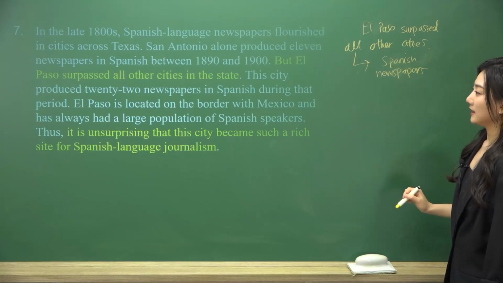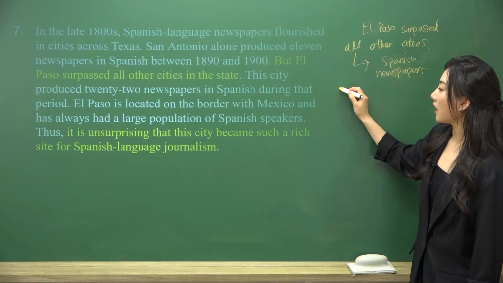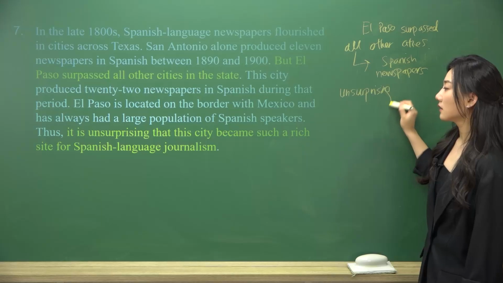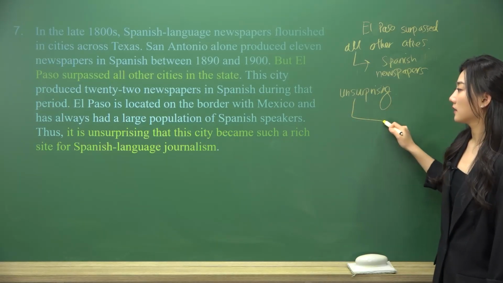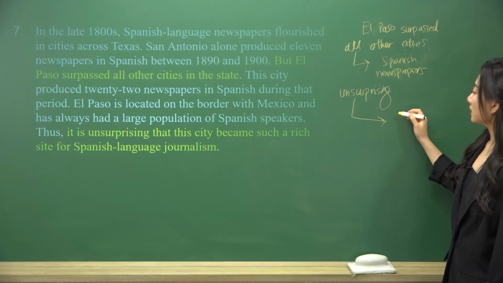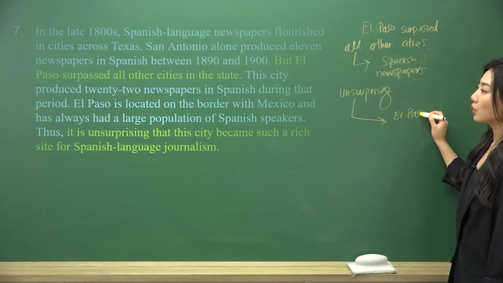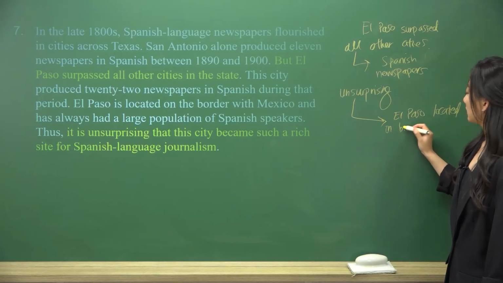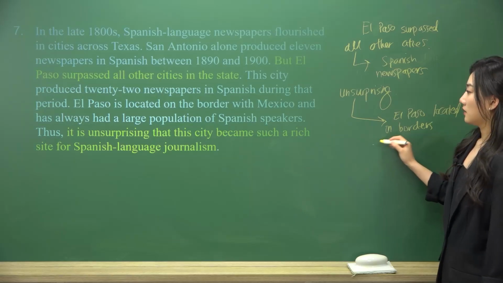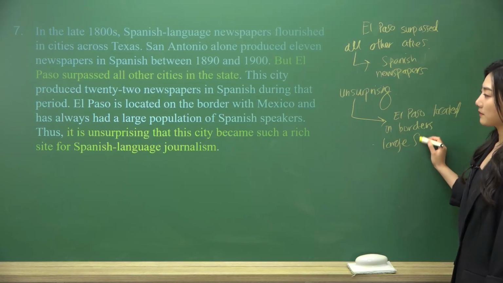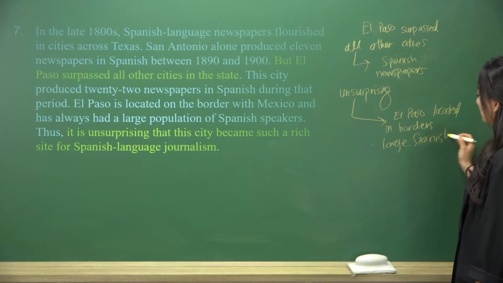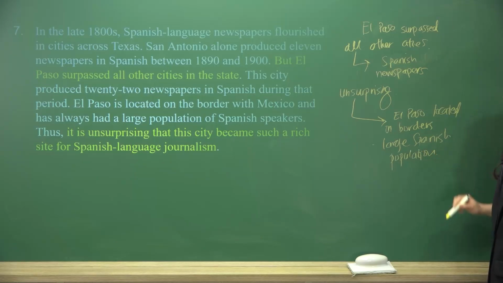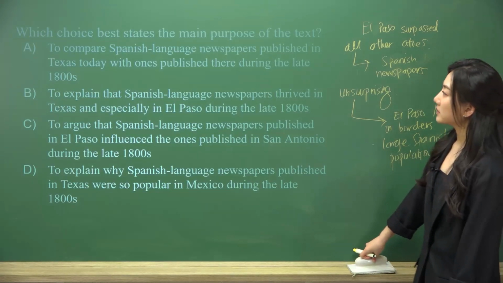Like that. Okay, and then, unsurprising, okay. Why? It was because El Paso is located on the border, with a large Spanish speaking population. There. Okay. Which choice best states the main purpose?